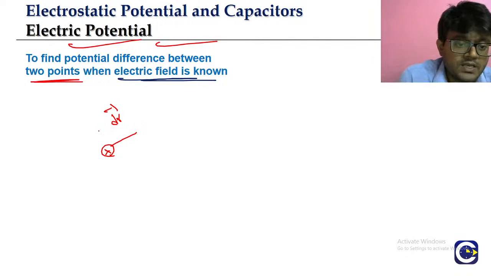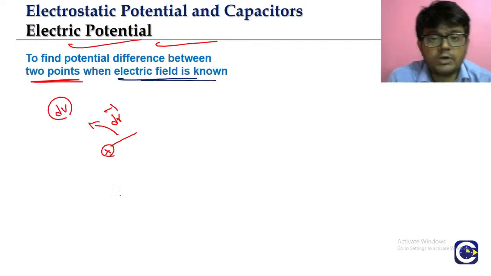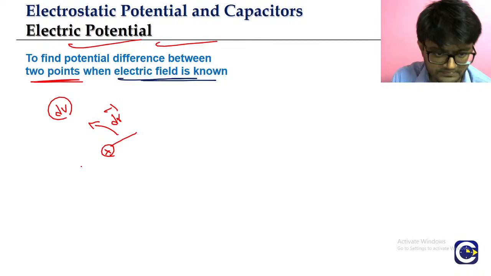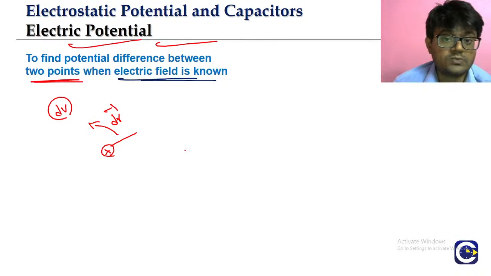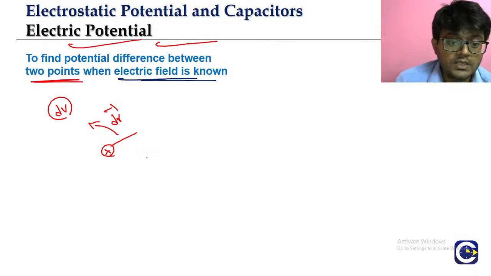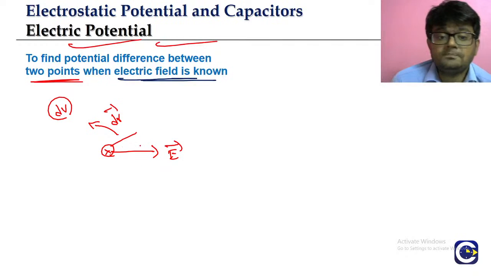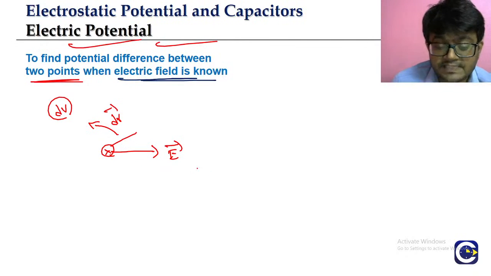The corresponding potential difference we are calling dV. So what is the relation we had between the electric field and the potential difference?